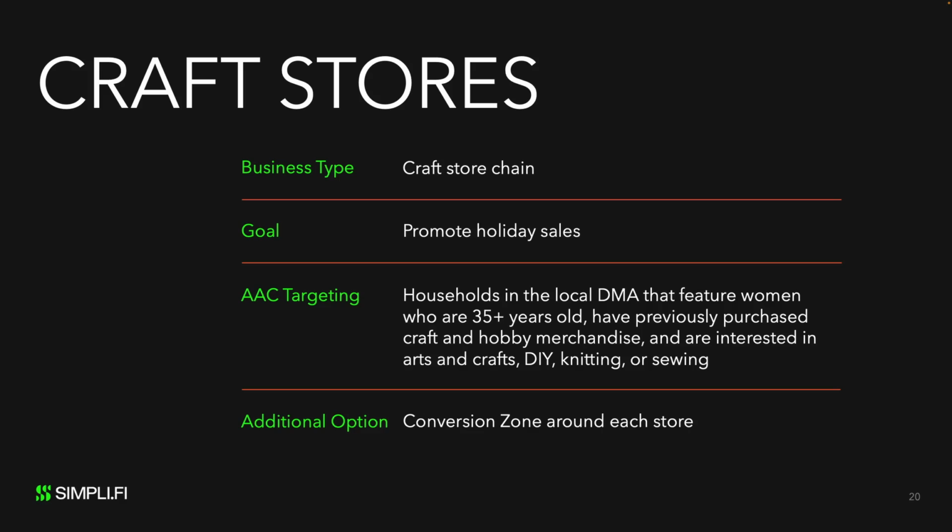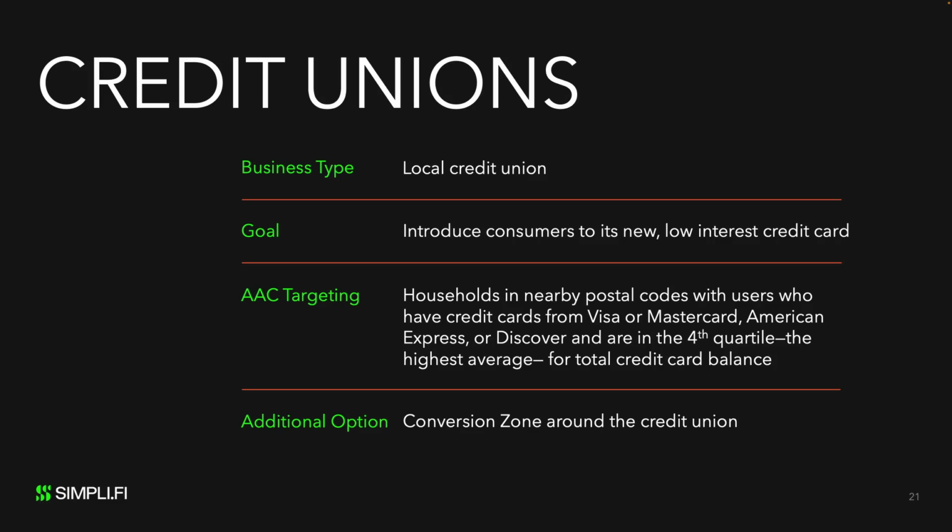This one is for a credit union with a very specific goal to introduce consumers to their new low-interest credit card. With our offline data, Simplify can curate a list of nearby households where the people have credit cards from Visa, MasterCard, American Express, or Discover, and are in the fourth quartile. That's the highest average for total credit card balances. That might encourage them to do kind of one of those balance transfers to the low interest card.